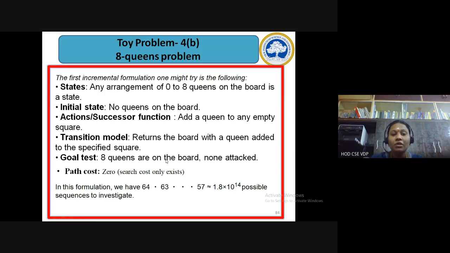But as far as 8 queens or 4 queens is concerned, you just have to demonstrate the problem with all the mention of AI components, right? So that is all about the 4 queens problem. Then moving on.